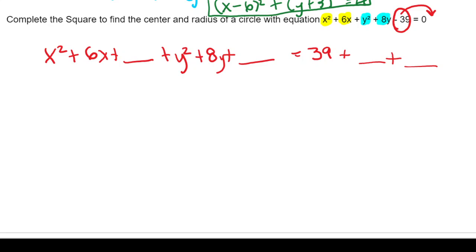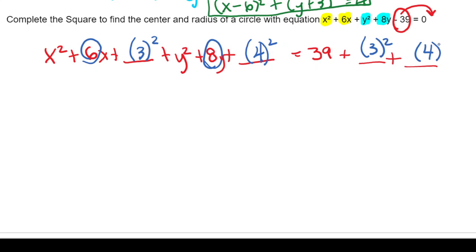All right, so now I'm going to fill in the blanks, and to fill in the blanks, we do half of this number and half of this number, and we square it. Okay, so half of 6 is 3, and half of 8 is 4, and I'm going to write the same thing on the other side of my equation.